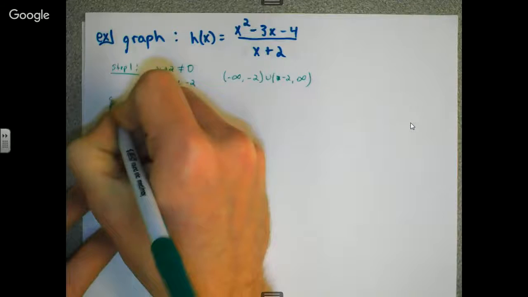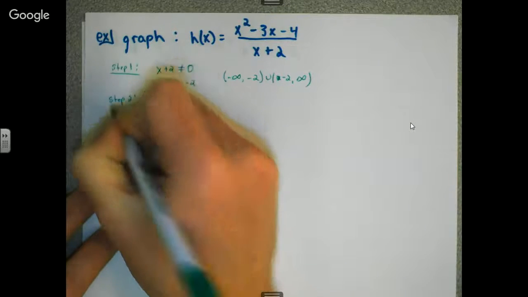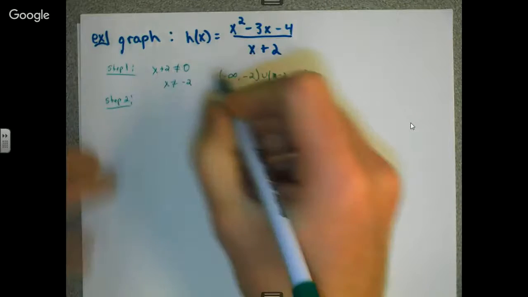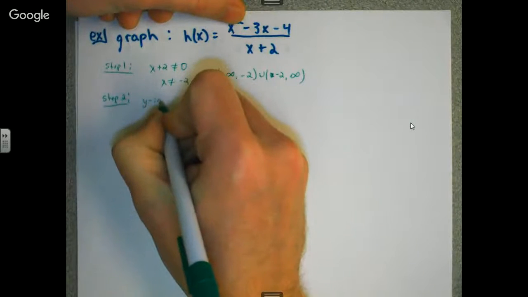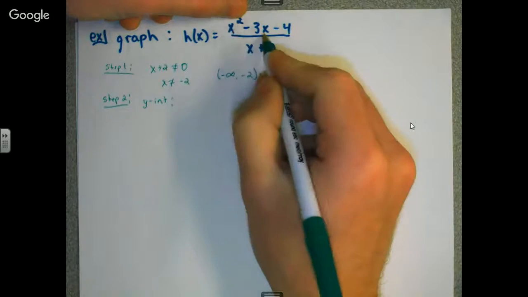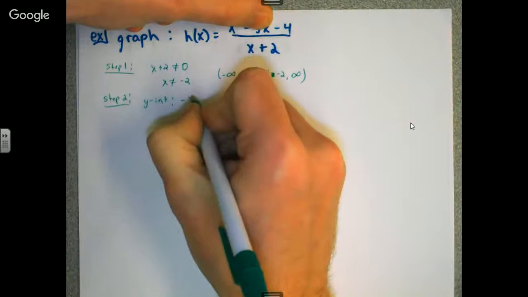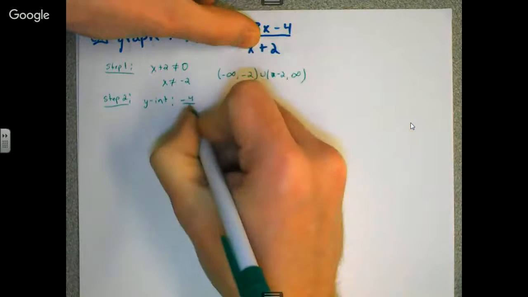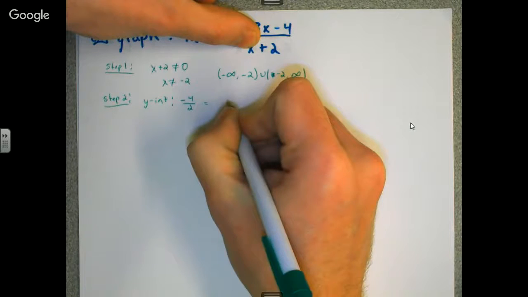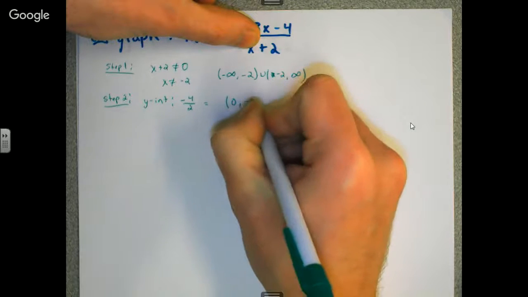Step 2, our intercepts. So y-intercept, I plug in 0, and I got minus 4 on top and 2 on the bottom. So I have 0, comma, minus 2.